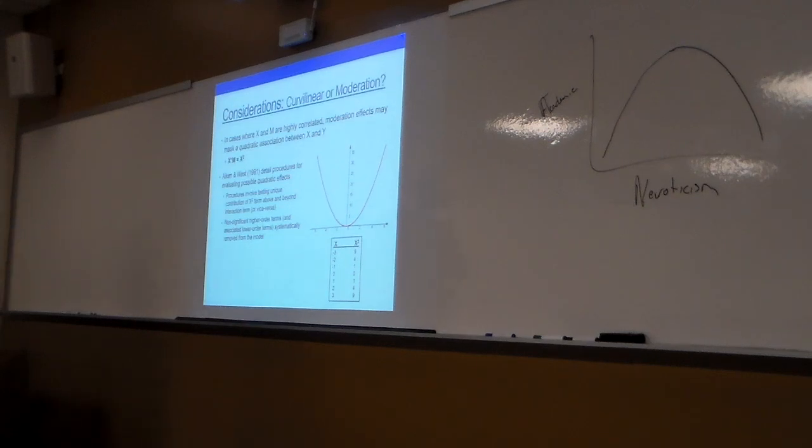Just be very careful if your moderator and your X variable are highly, highly correlated. And if you're doing proper screening with your data, you should catch this anyway. I just want you to know that this is something that can go on, okay? And whether this is better modeled as a curvilinear function or as a moderation effect is going to be based on your understanding of the literature and theory and things along those lines.